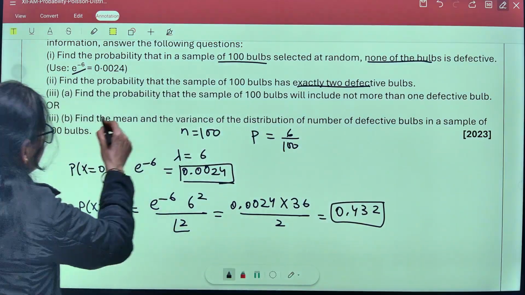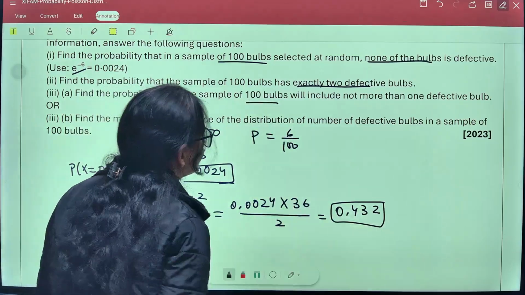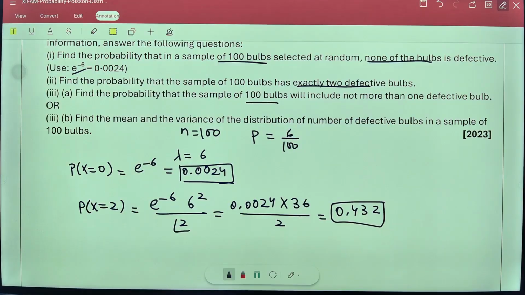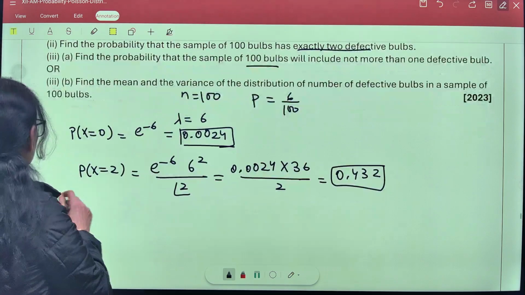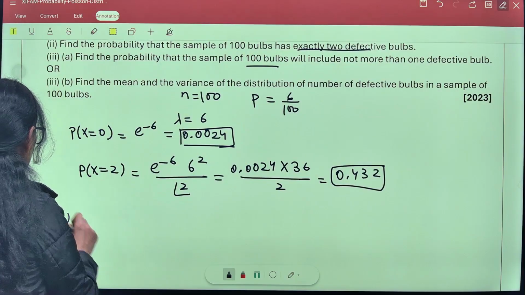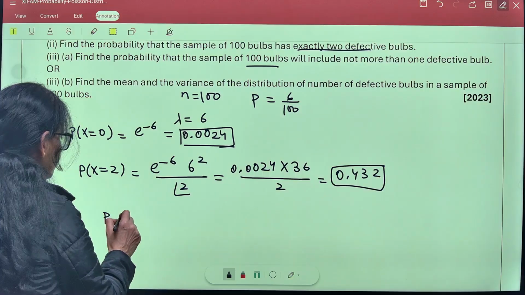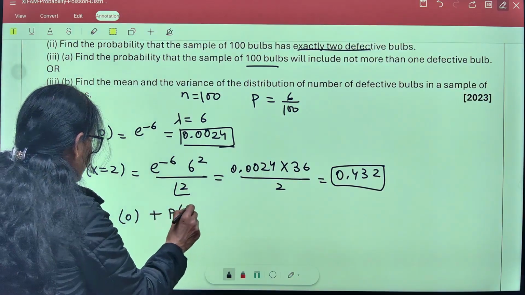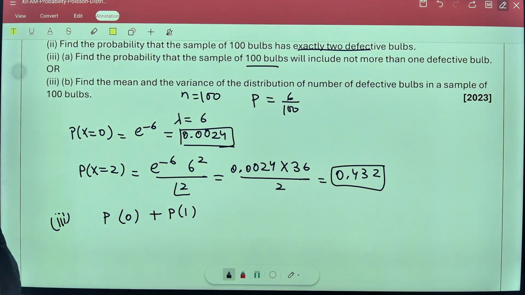Third part, find the probability that the sample of 100 bulbs will include not more than one defective bulb. So you need to find the probability of getting not more than one defective. Not more than one defective means either 0 or 1, but not more than 1. So probability of not more than 1 means probability of 0 plus the probability of 1. You need to find this.